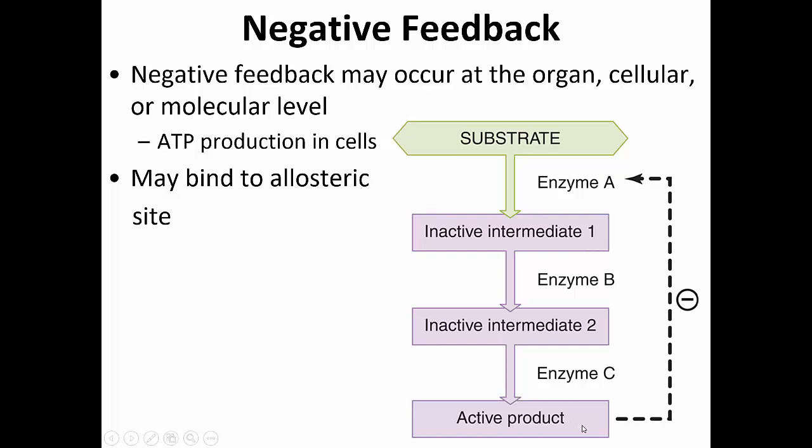But once levels of this active product drop, then they're no longer there to inhibit enzyme A, and this substrate can be turned into intermediate number 1, and so the pathway fires up once again. So in other words, negative feedback can occur at the molecular level.